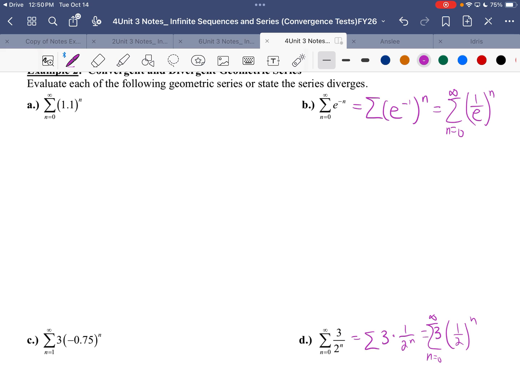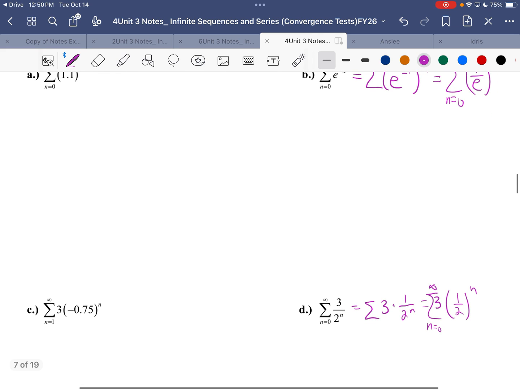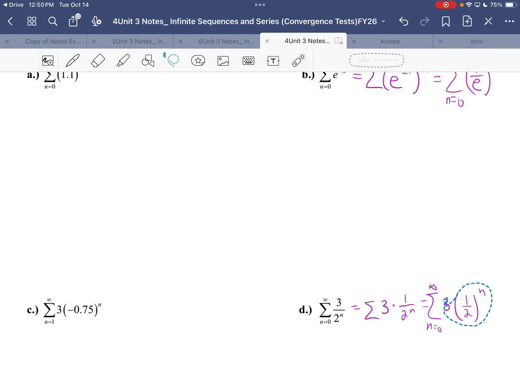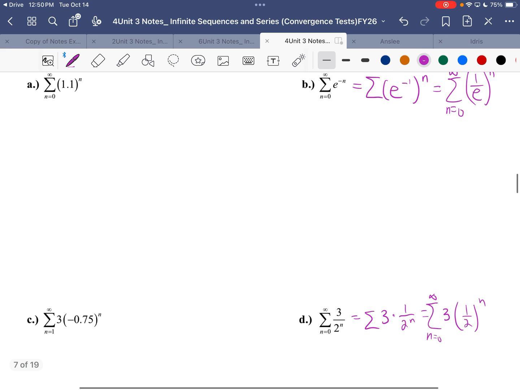Next one, negative 0.75. It's going to converge, right? The first term is 3 times negative 0.75. All right, what about A? What's r equal? 1.1. Is that less than or greater than 1? So what do we say? Diverges. Stop there. Don't plug into the sum formula, because does the sum exist? No, it's going to infinity. It's just going to get bigger and bigger forever. So don't plug in. Once you write a D, D means don't keep going.